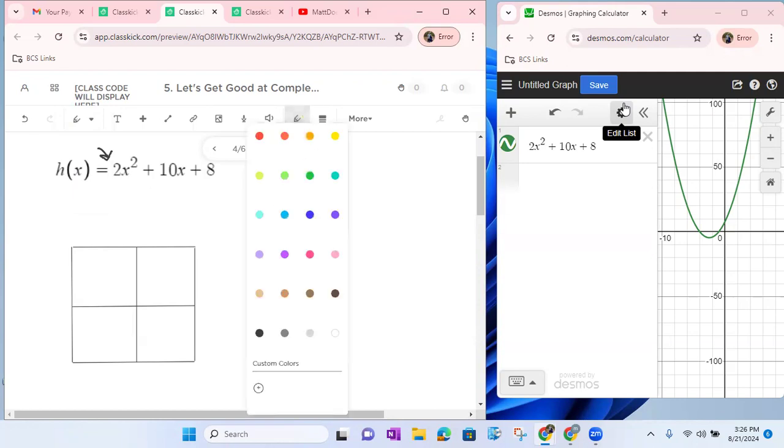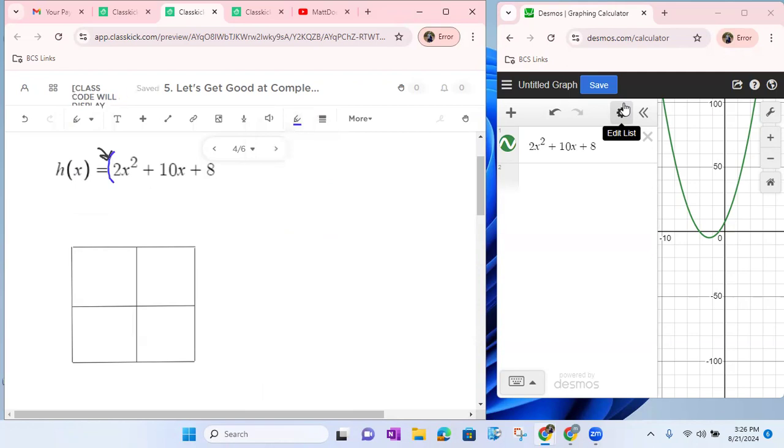We're going to start this problem by chunking off the x squared piece and the linear piece, that 10x. And what we're going to do is divide off that a value, that leading coefficient, from those two pieces. So I'm going to rewrite this. I'm going to write 2 parentheses, and I'm going to divide by 2 in both cases. That's going to leave me with x squared plus 5x. And we're going to have that plus 8 standing out here on its own, okay?